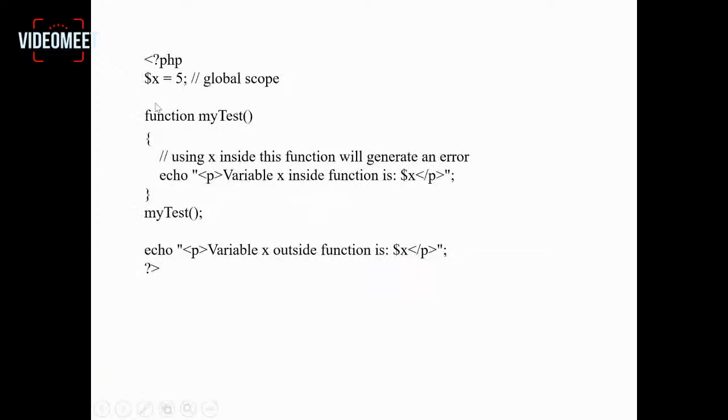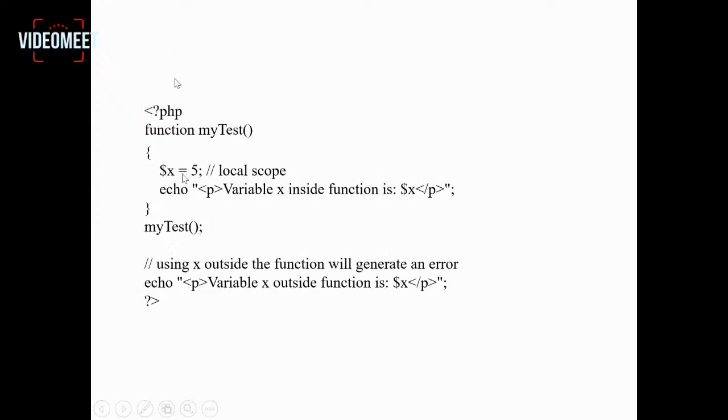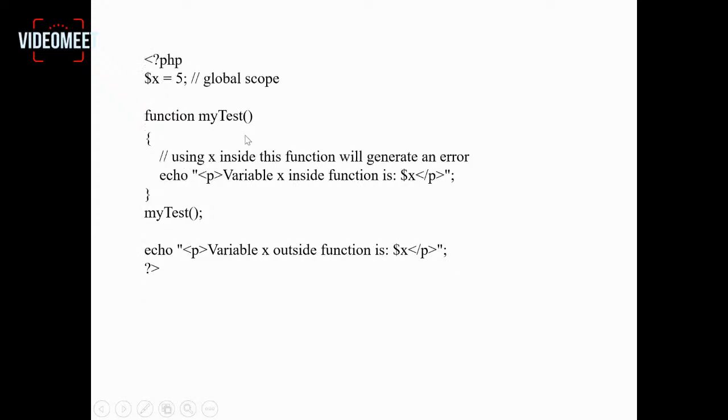So look at this piece of code. $x is equal to 5. This will have a global scope because it is declared outside a function. Then I'm creating a function called myTest, and within this I'm trying to echo the value of variable x. Variable x inside the function is $x. But this is going to generate an error, because I'm trying to use this variable with global scope inside the function myTest, which is not possible.